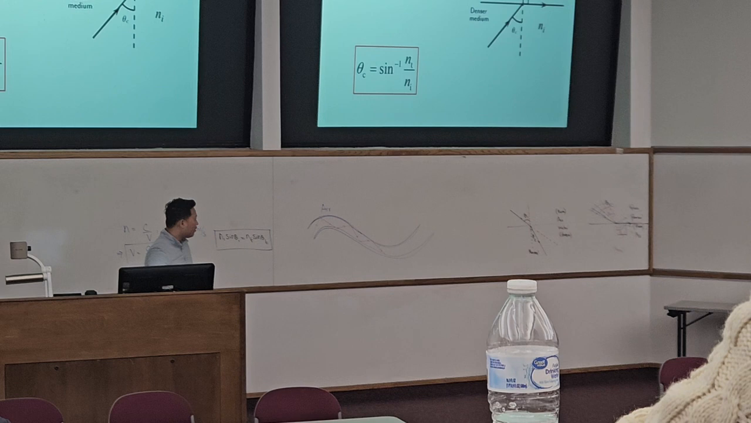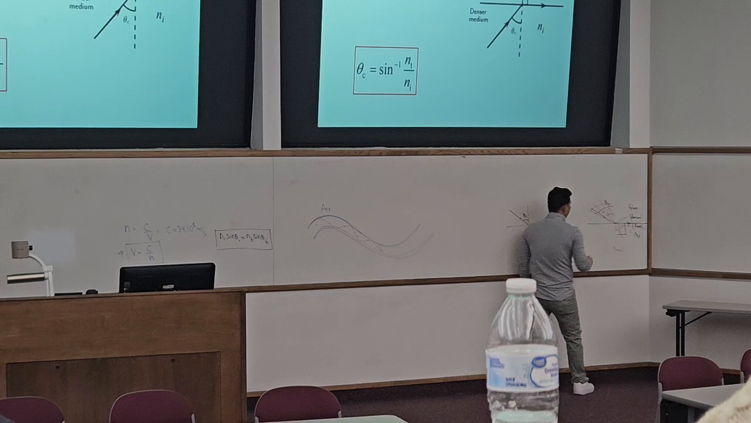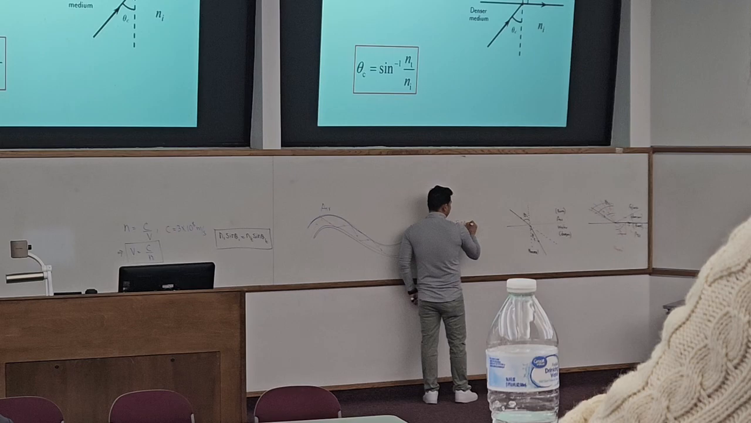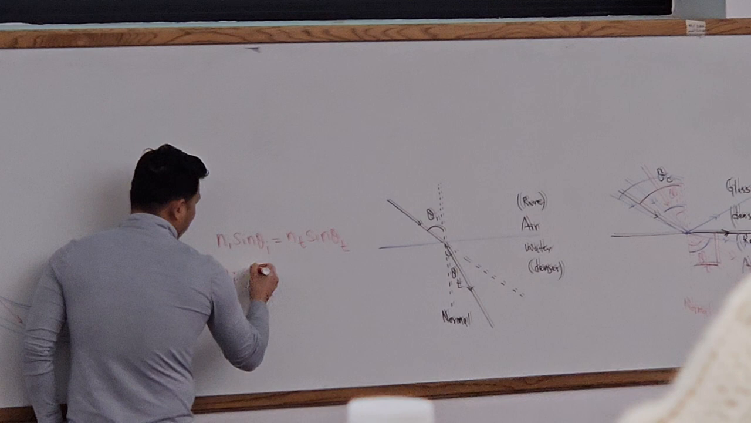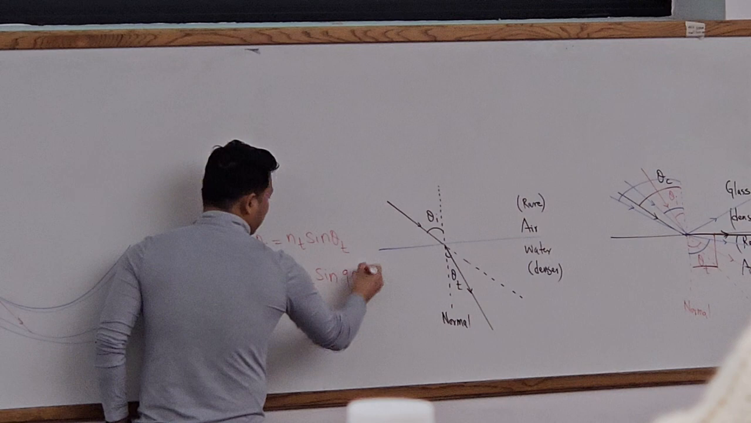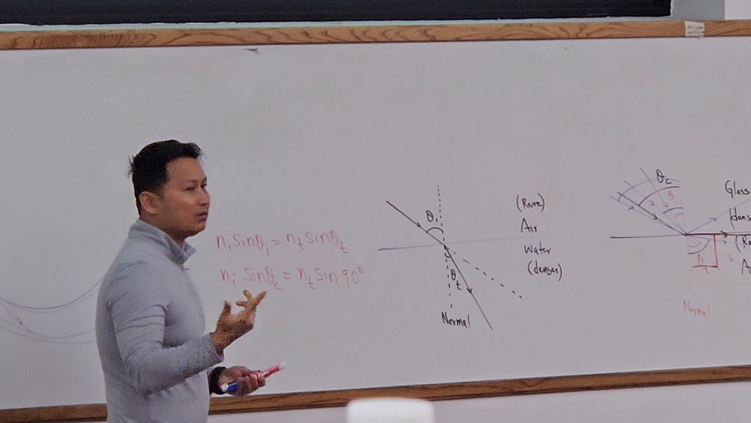So let me find what the critical angle is over here. The critical angle is the theta I value when theta T is 90 degrees. If you use Snell's law, N I sine theta I equals N T sine theta T. With the critical angle, you have N I sine theta C equals N T sine theta T, where theta T will be 90 degrees, because your refracted ray goes like this and this angle will be 90 degrees. Sine 90 is 1.